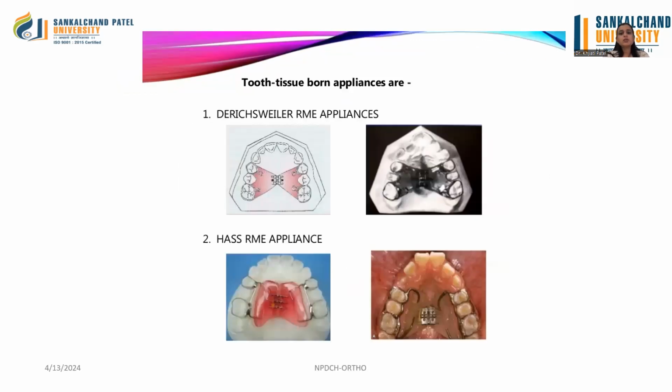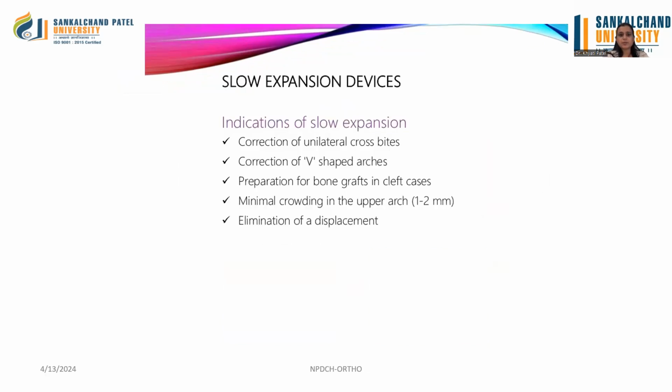These are the tooth and tissue borne appliances. Tooth and tissue borne means we are getting support from the teeth and the tissues both. You can see there are bands prepared on the premolar and molar. There is also a plate in the palate, and we have given the screw, so it's expanding that. The second one is the Hyrax RME appliance. In this also you can see there is a band in the posterior and an acrylic plate over the palate. So these are the tooth and tissue borne appliances.